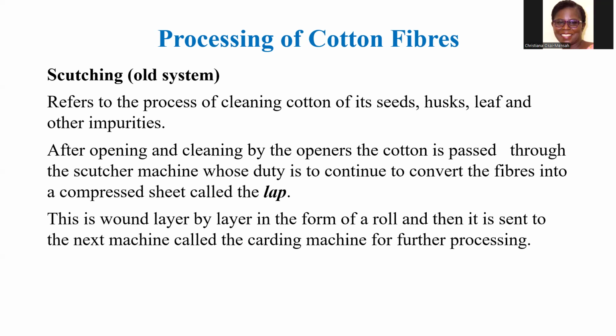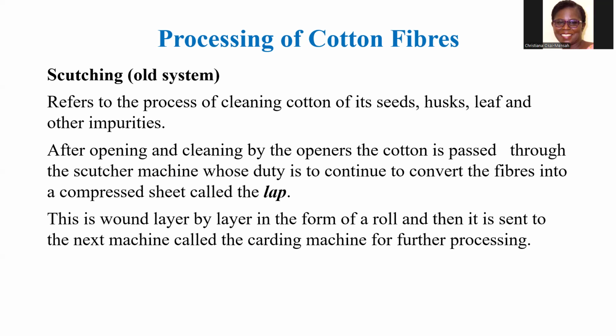So in this one, the cotton is opened and air is blown through it. All the heavy impurities will just come down. And after that, the fibers are compressed. You allow the fibers to settle, then you compress them into a sheet-like form. Then you roll it like a tea roll.